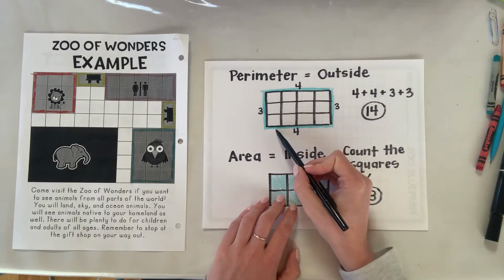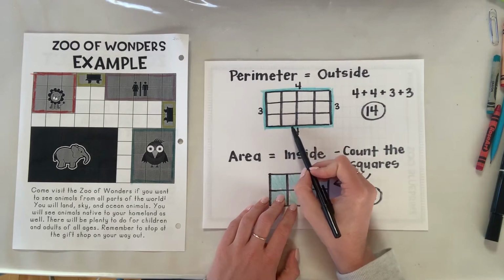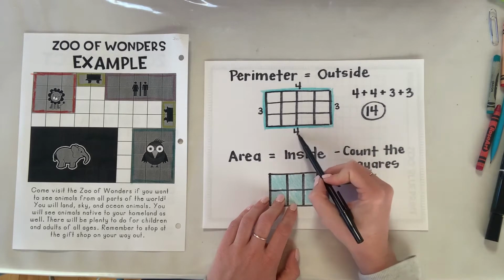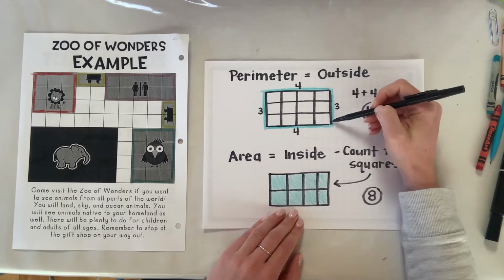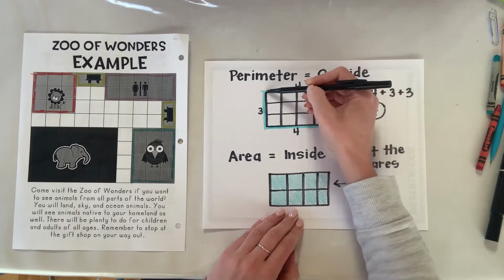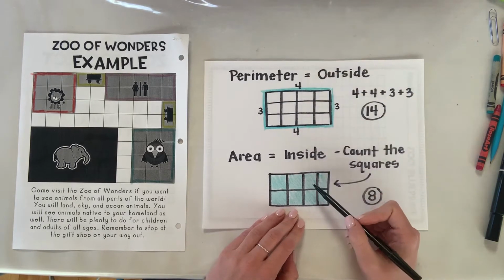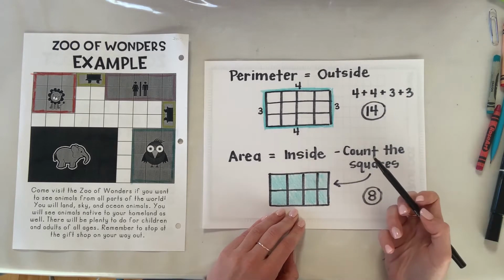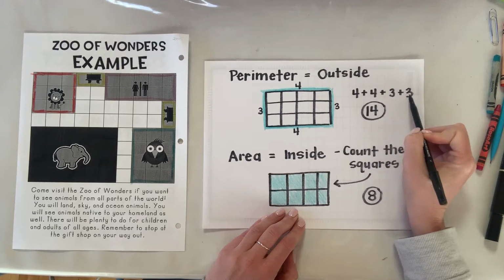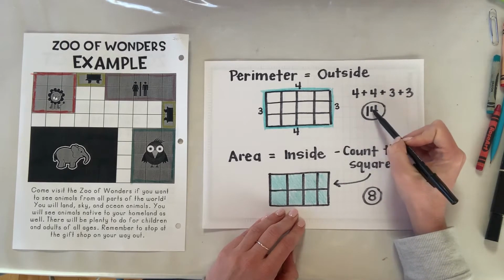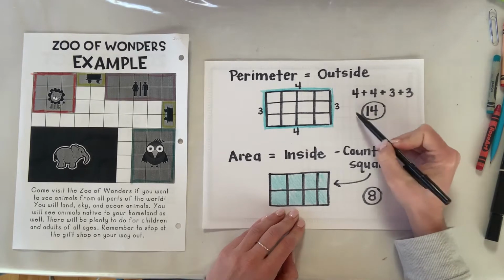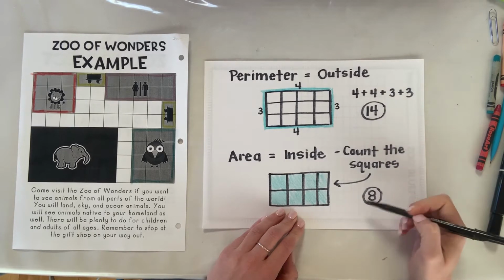So if you look at this one, there is 1, 2, 3, 4 sections right there. So I put a 4 down here. And then over here, I counted 1, 2, 3. So I put a 3 there. And I did that for all of them. So if I wanted to try to find the perimeter, I would add these up. I would say 4 plus 4 plus 3 plus 3. And you know 4 plus 4 is 8. 8 plus 3 is 11. 11 plus 3 is 14. So that's how I got my perimeter there.